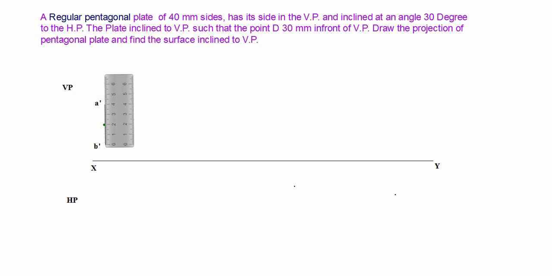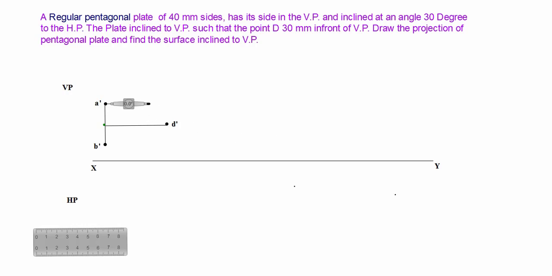At the middle point we draw one perpendicular line for creating our full pentagon. The length of this perpendicular line is 1.5 times the side of the base. So I take 60 mm, then I mark our D point here.